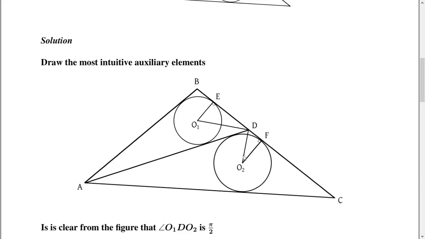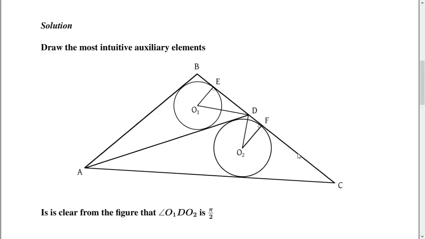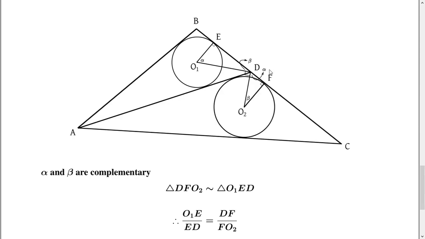So if this is pi by 2, the sum of these two angles, O2DF and O1DE, must also be pi by 2. So if we call this alpha and this beta, alpha plus beta must be equal to pi by 2. And therefore alpha is pi by 2 minus beta and beta is pi by 2 minus alpha. Consider these two right angle triangles now, O1ED and O2FD. This angle equals pi by 2 minus alpha, and so it must be beta. And this angle is pi by 2 minus beta, and so it must be alpha. And therefore these two triangles are similar.